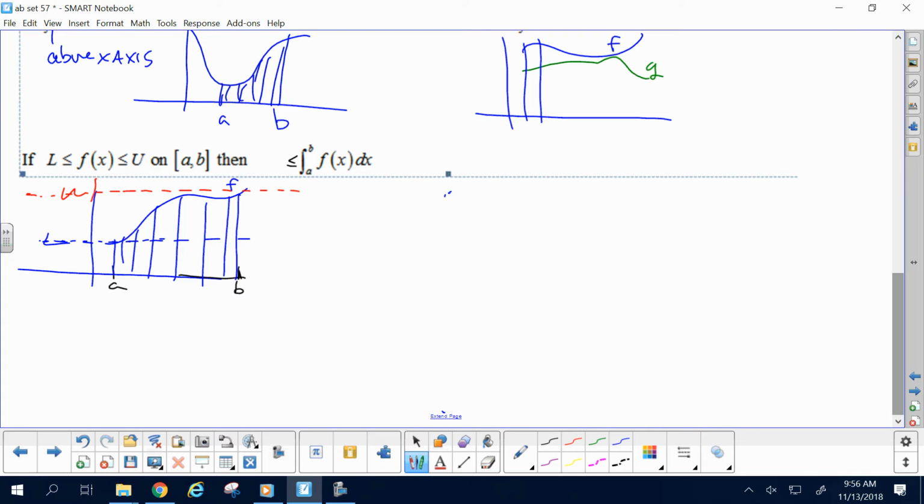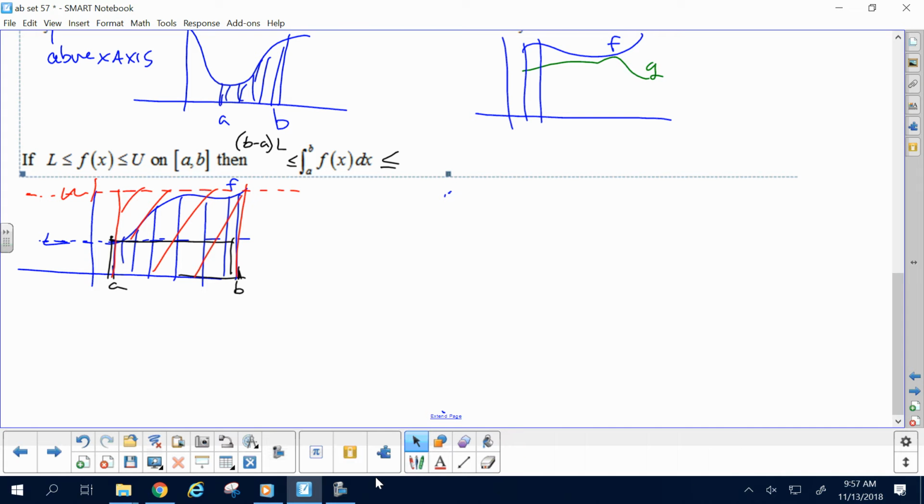Wouldn't you say if it's always greater than this level L, then it has to be greater than this area under L? What's the area under L? What's the width of the rectangle? It's B minus A. And what's the height? L. On the upper end, it could not be any greater than the area under the red line, U. Well, what's the area under the red line? B minus A times U.